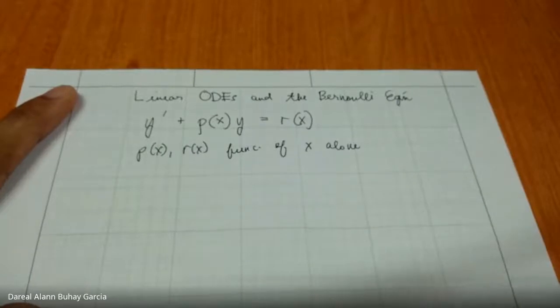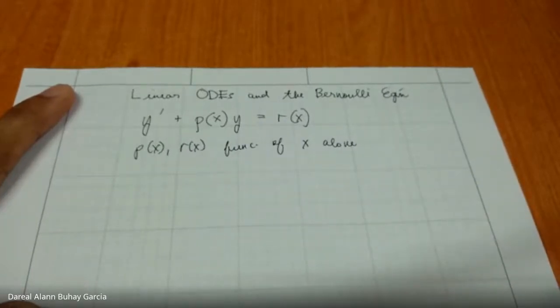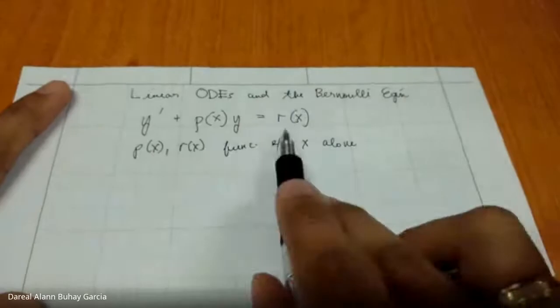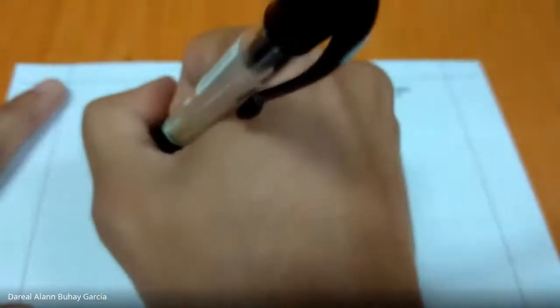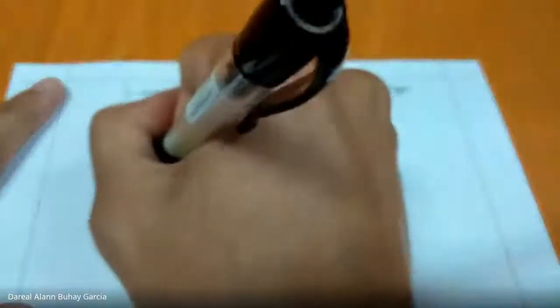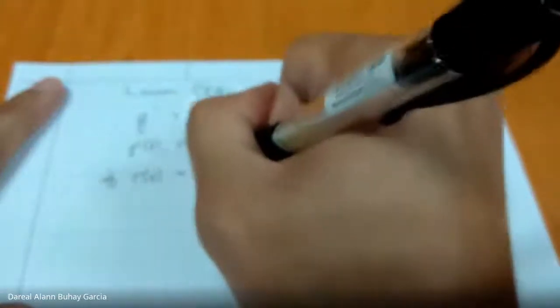So there are two types of linear ODEs: a homogeneous linear ODE and a non-homogeneous linear ODE. Forget the definition that we had before of homogeneous ODEs. That is a different kind, but this is the more formal definition for homogeneous ODEs. If r of x, the function on the right-hand side of the equation, is equal to 0, then our linear equation is homogeneous.